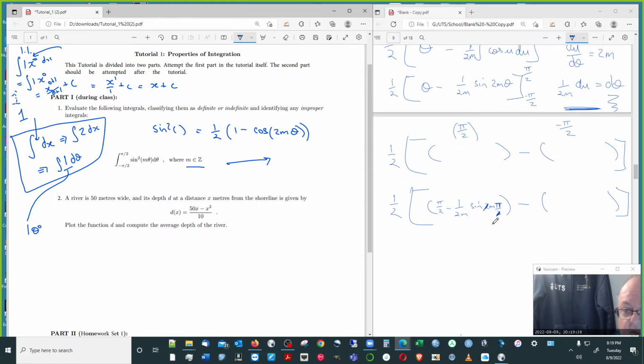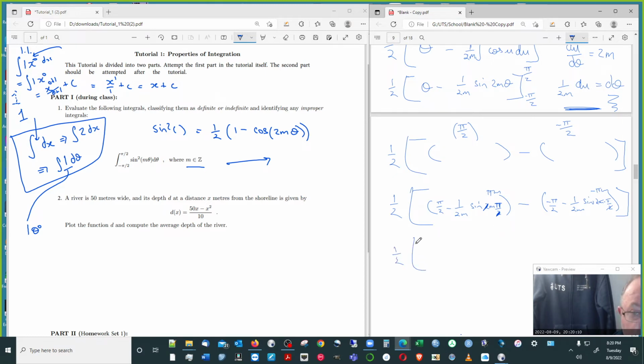Alright, for the second part we're putting in minus pi on 2, minus 1 over 2m sine 2m minus pi on 2, so they'll cancel, and we'll be left with minus pi m. So we've got pi m up here and minus pi m.